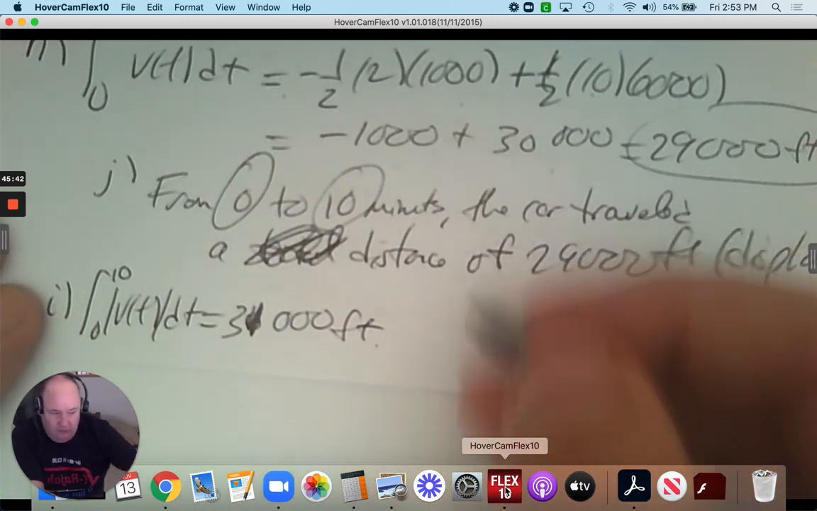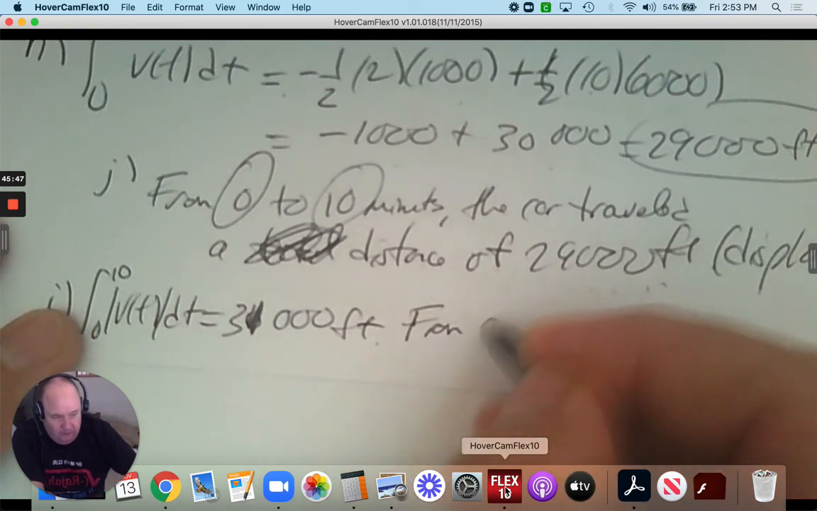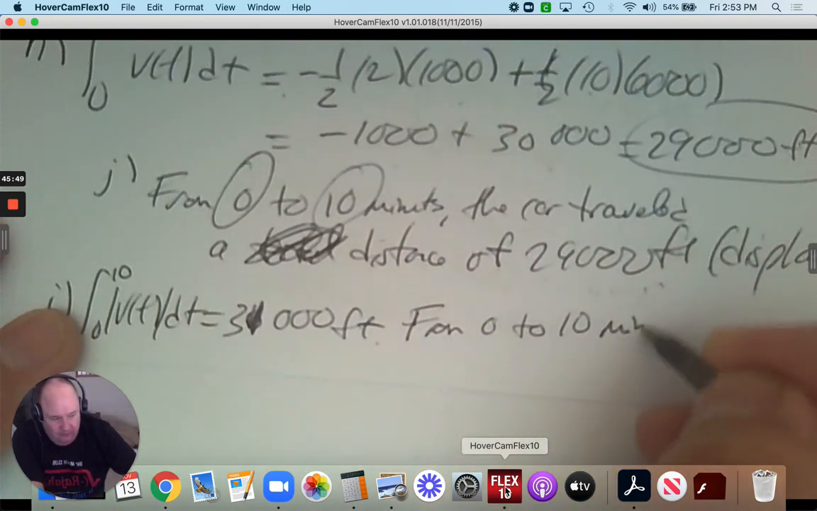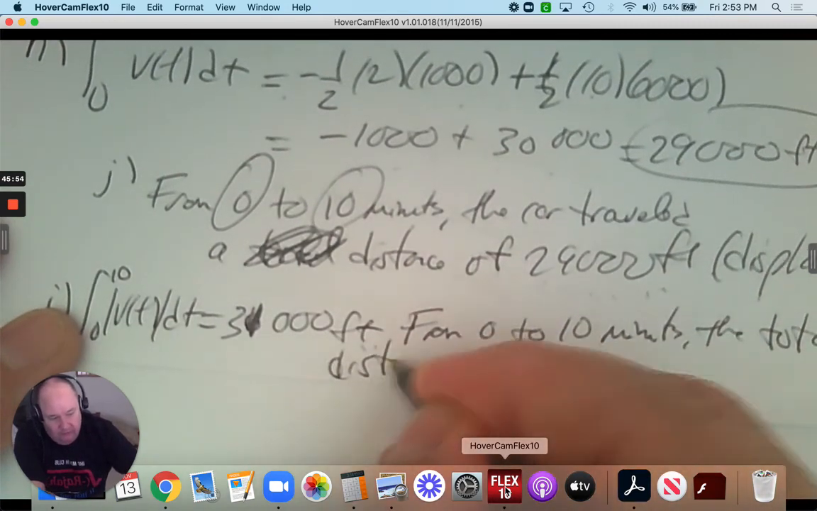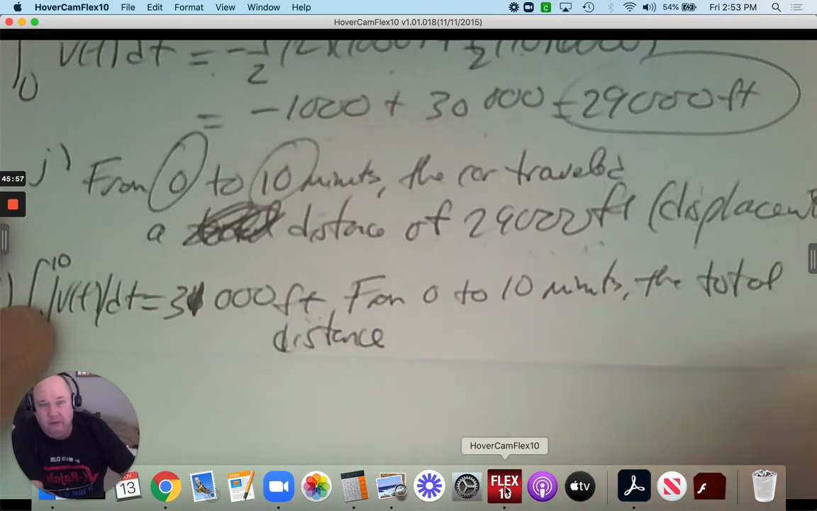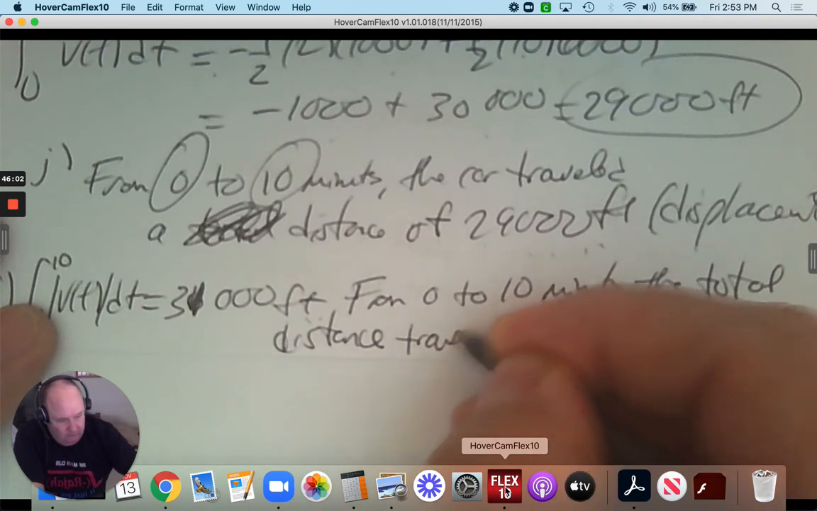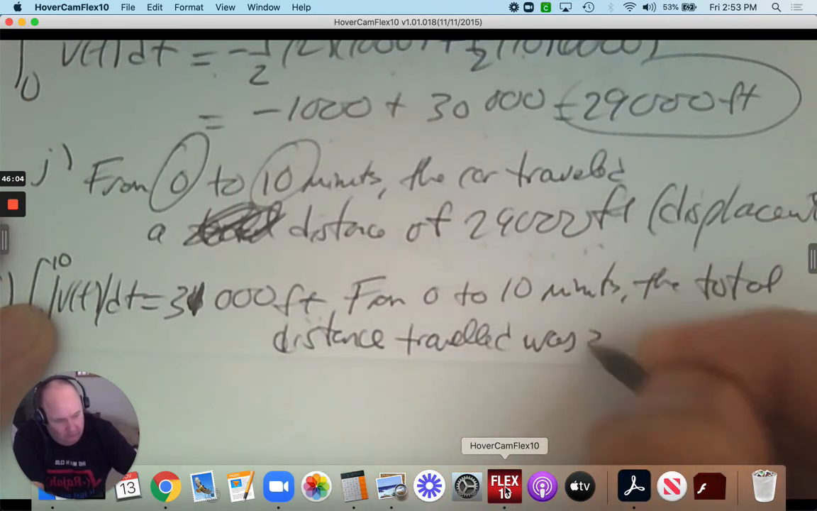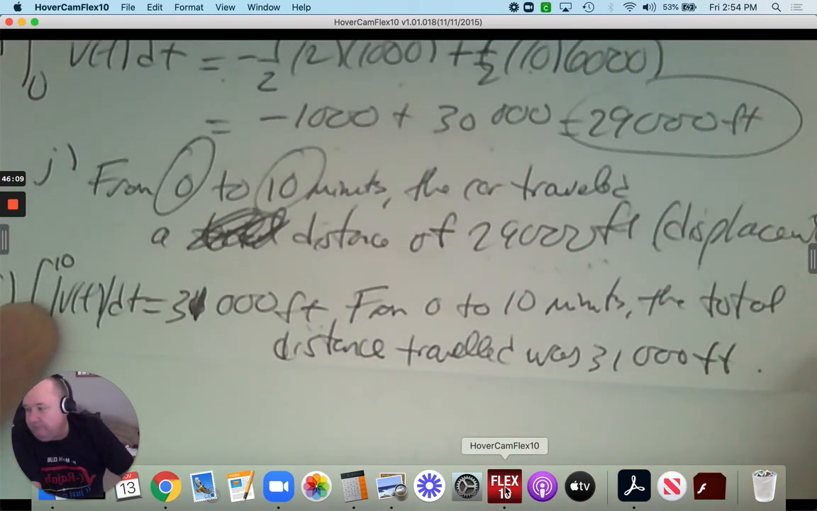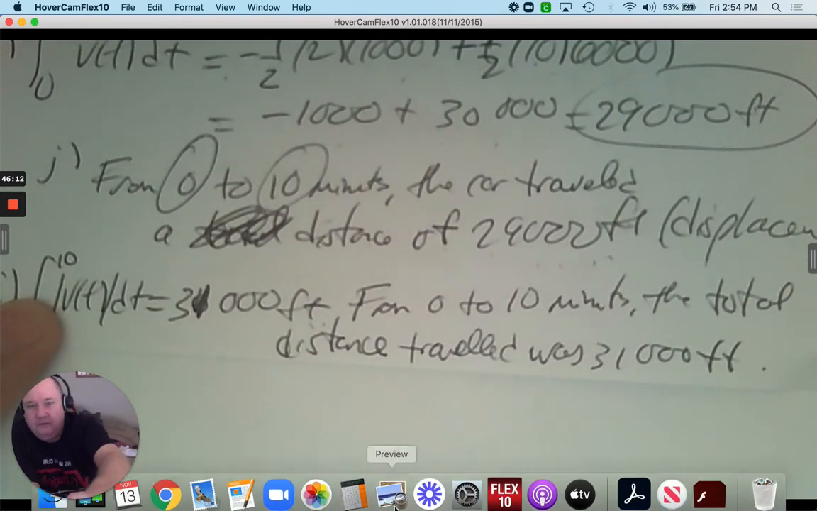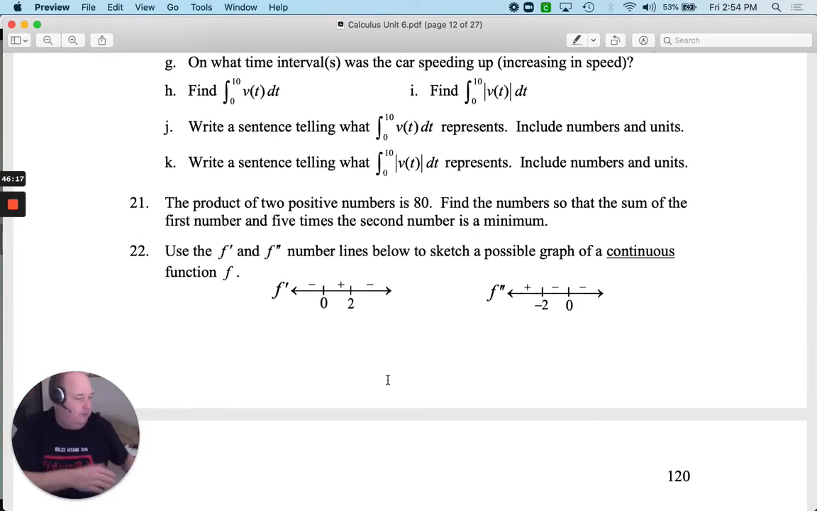Now this one you would say is total distance. So from 0 to 10 minutes, the absolute value gives you total distance, just velocity gives you displacement. So the total distance traveled was 31,000 feet. All right, that was a long one. Two left, 21 and 22.